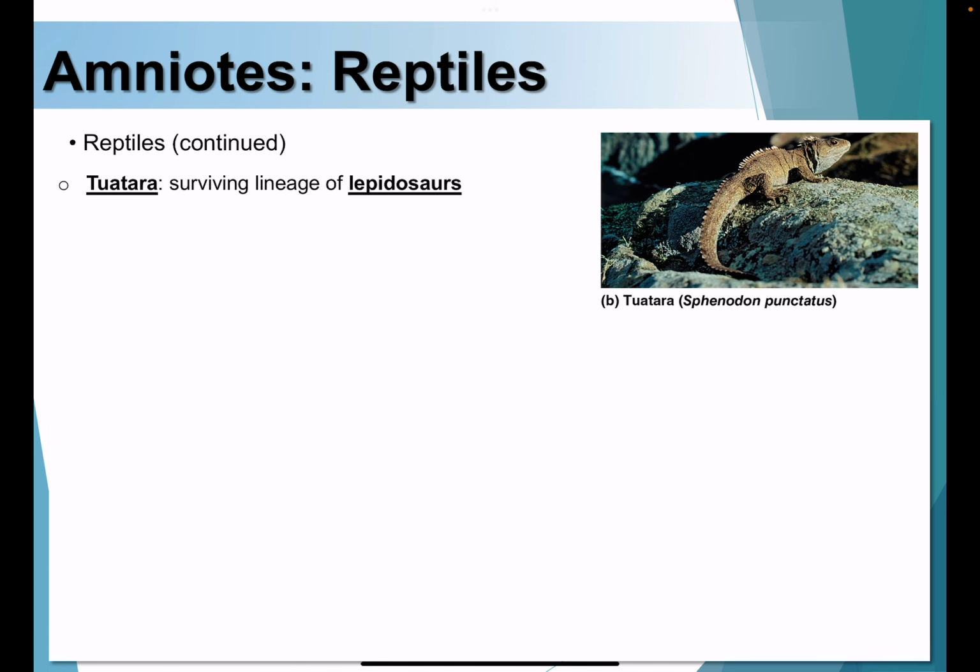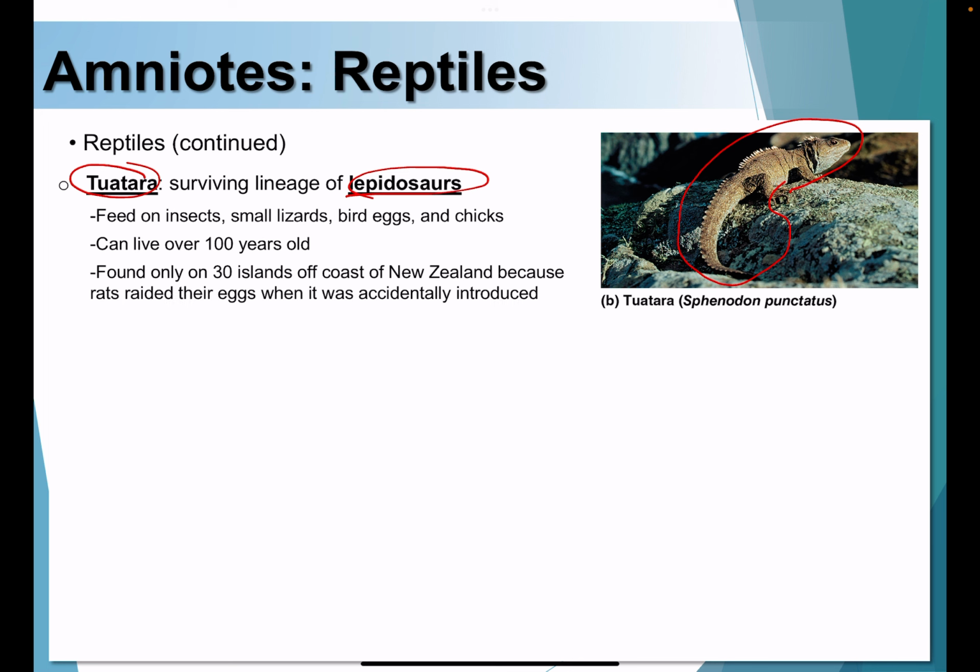All right, the second group of reptile is Tuatara, which is one of the surviving lineages of lepidosaurs. They look like this. They're not a big dinosaur we're talking about. They're a pretty small reptile. It feeds on insects, small lizards, bird eggs, and chicks. Supposedly, they can live over 100 years old, but they are only found on 30 islands off the coast of New Zealand, because back in the day when people colonized New Zealand, they accidentally brought over rats from another area.